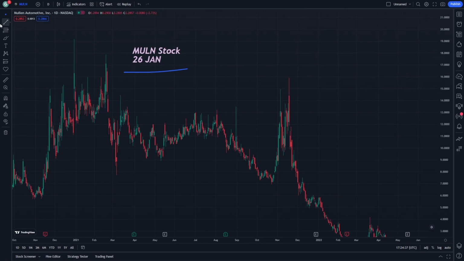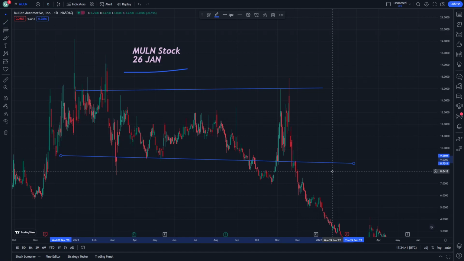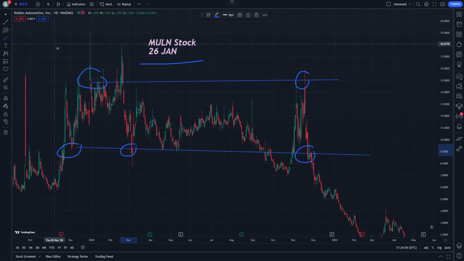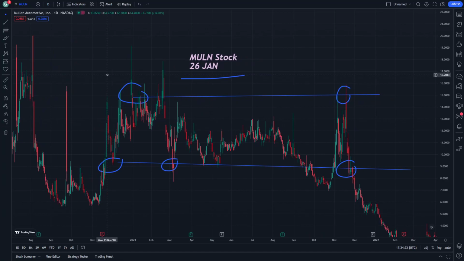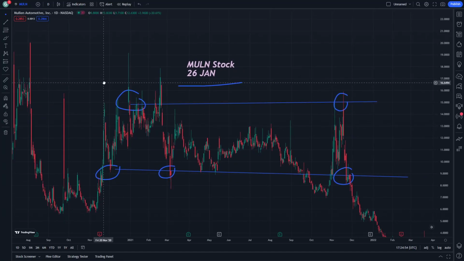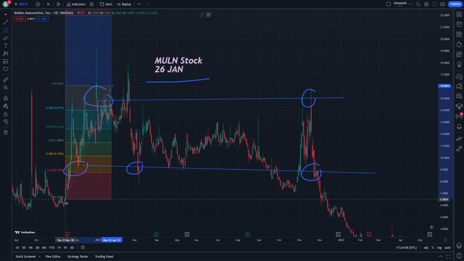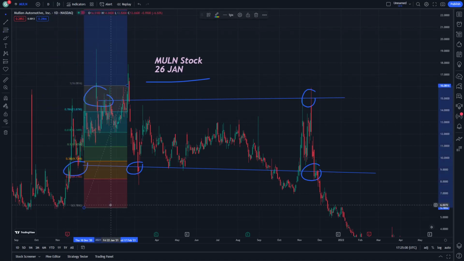So we can go for this trend line and this trend line, and we can see that it's going to be related to another resistance. It's going to be a resistance, another resistance. However, this is on MULN stock, an automotive stock, so it's going to be very nice to understand why we have that level between this 0 to 1 Fibonacci level here.